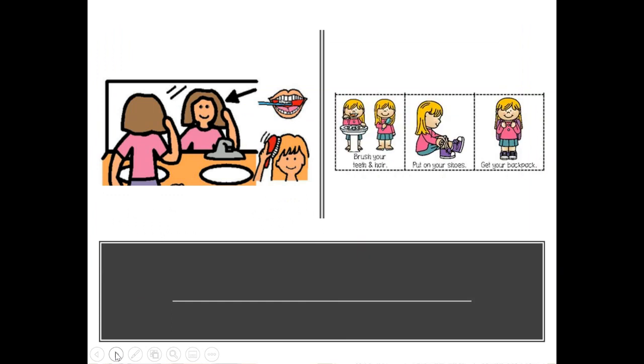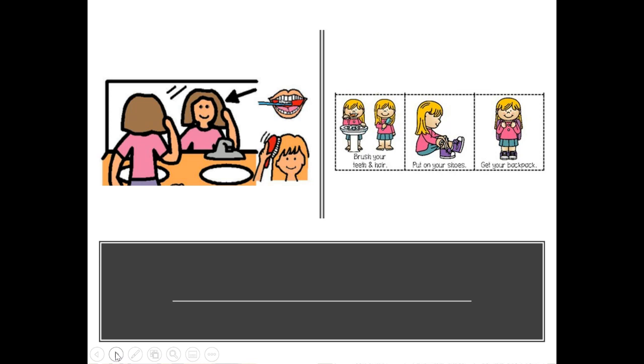So here's our first two pictures. What do you notice or see? I notice or I see. Well, in the first picture, I notice a girl looks like she's getting ready for the day, brushing her teeth, brushing her hair, looking in the mirror.